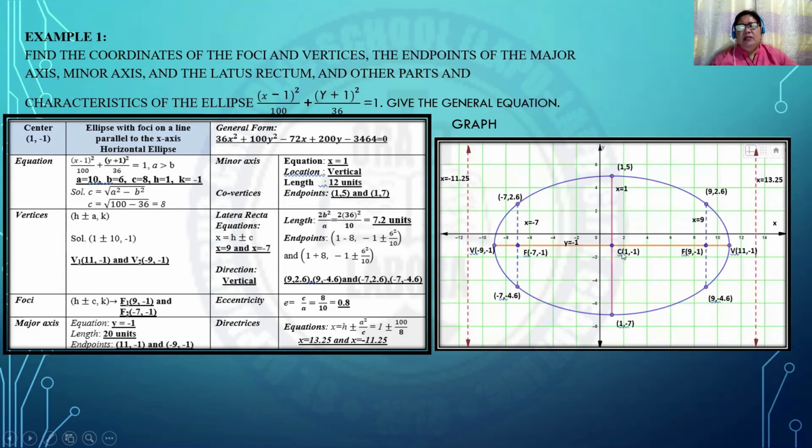There you have the center, (1, negative 1). The co-vertices, (1, 5) and (1, negative 7). Here you have the focus, another focus, vertex, another vertex, endpoints of the latus rectum. And you have the first directrix, the second directrix.